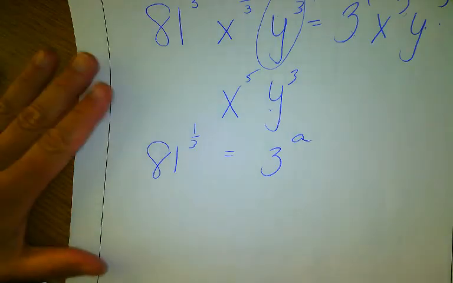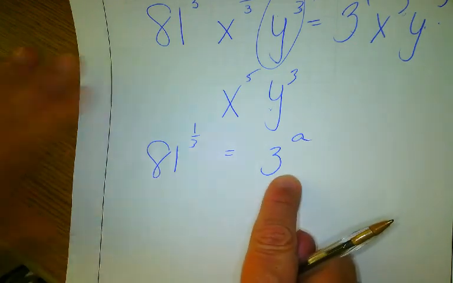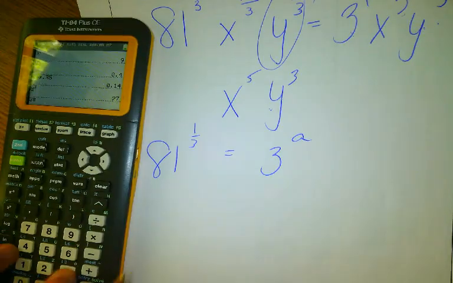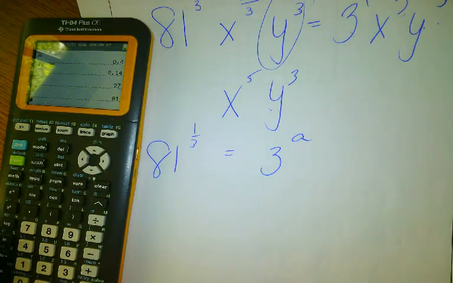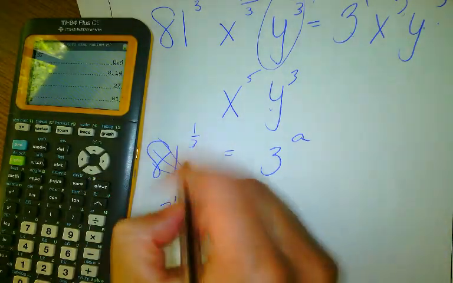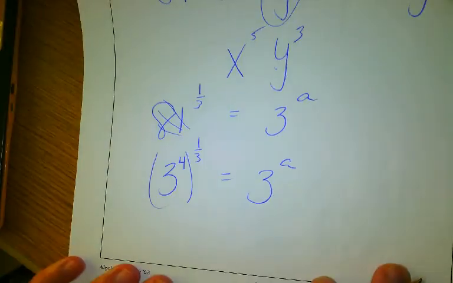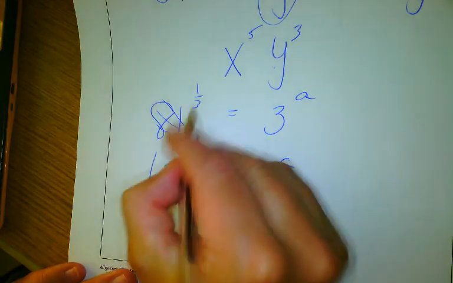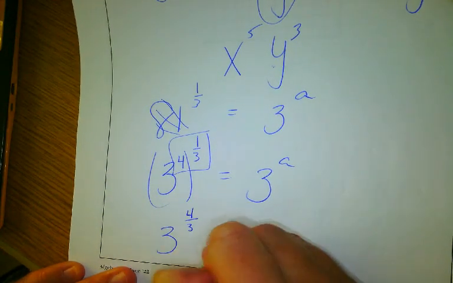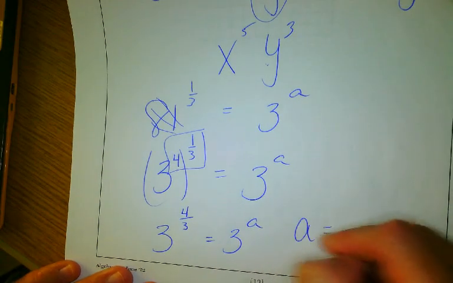We did something called common bases. We said, how can I rewrite this number so it has a base of 3? Well, I know 3 to the 1st is 3, 3 squared is 9, 3 to the 3rd is 27, but 3 to the 4th? Now that's 81. So I'm going to replace 81 with 3 to the 4th, and it's still to the 1/3. Now I'm starting to look a lot closer. Now what do I do with power to a power? I just multiply. So what is this telling me? That a must equal 4/3.